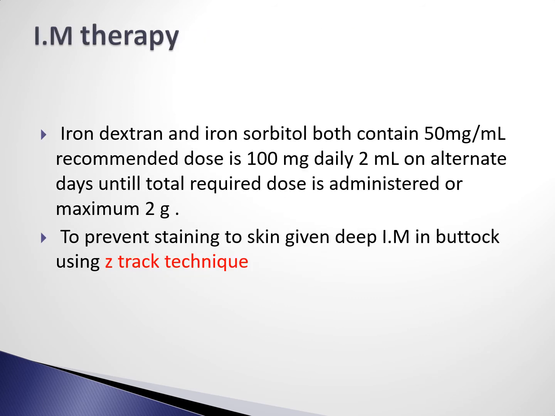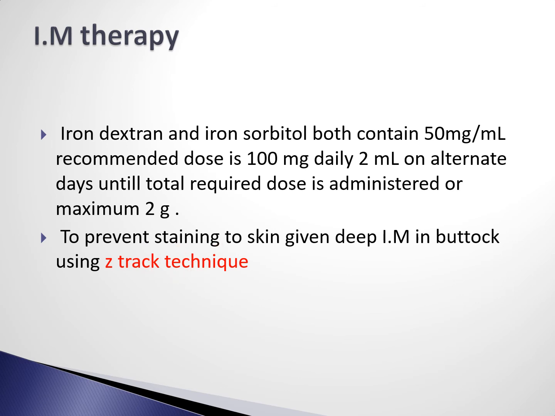Now intramuscular therapy. Iron dextran and iron sorbitol contain 50 milligrams per ml and the recommended dose is 100 milligram daily. The maximum dose that can be administered is 2 gram. Now it's important, when you go for intramuscular therapy, this is very important, the drug is injected by Z-track technique.